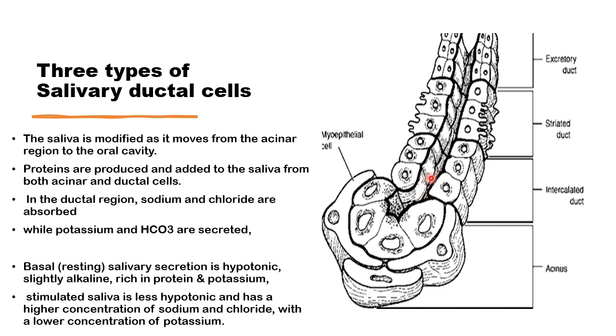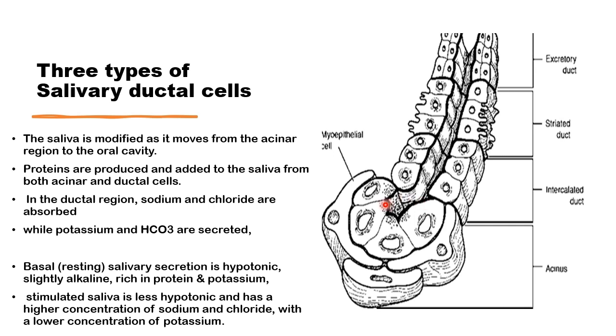It becomes eventually hypotonic. Most of the sodium and the chloride are absorbed in the ducts, and more potassium and bicarbonate are added to the saliva, and some protein from the intercalated part of the duct system. So the final saliva secreted from the excretory duct would be different from the isotonic saliva secreted in the acini.